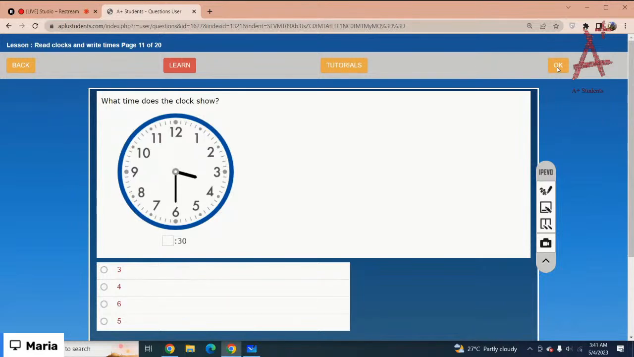The minute hand is midway between 3 and 4. Got it? That means it is 3:30. Got it? The correct option is 3 hours 30 minutes.